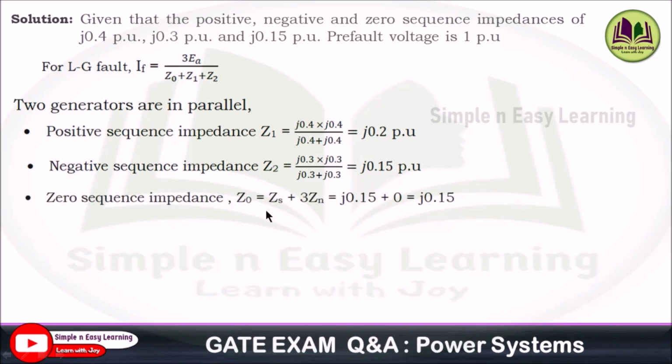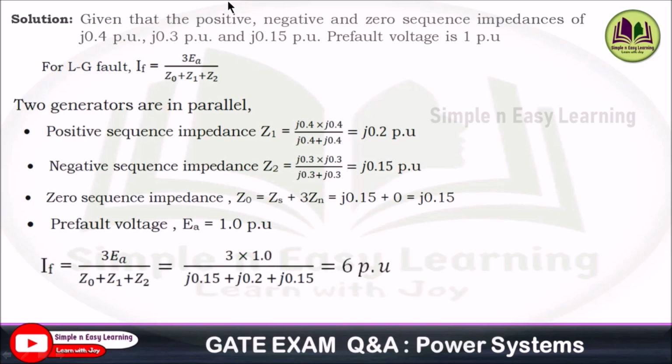Zero sequence impedance Z0 is given as Zs, the synchronous impedance, plus 3 into the neutral impedance. Synchronous impedance is given as 0.15 and the neutral impedance is not specified in the problem, so it is 0. So zero sequence impedance is 0.15 and the pre-fault voltage EA is 1 per unit. So direct substitution in the formula: 3 into 1 divided by zero sequence 0.15, positive sequence 0.2 and negative sequence 0.15, that gives you 6 per unit. So the correct answer is 6 per unit.